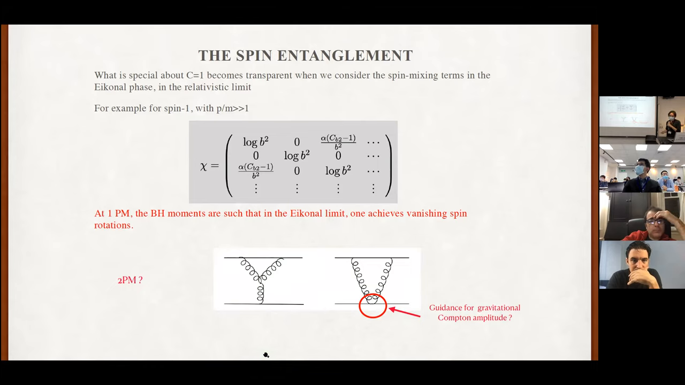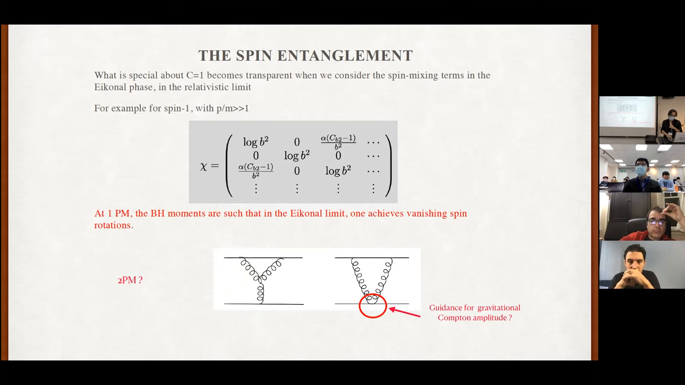And actually, there's some ambiguity associated with what needs to be done to compute this order. But what actually happens at 2PM is an open question. So might it be that we can just use the vanishing spin entanglement as the principle to guide us to fix what exactly is the gravitational Compton amplitude that will be relevant to the 2PM computation? So this will be an extremely interesting question that we're trying to answer now.